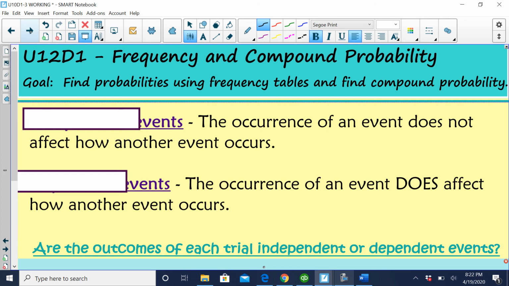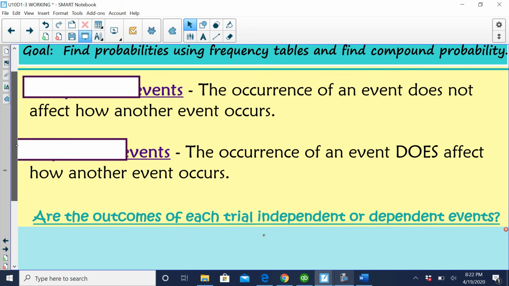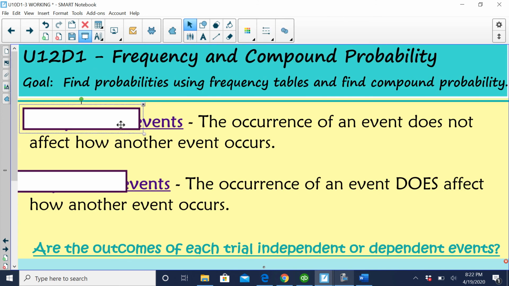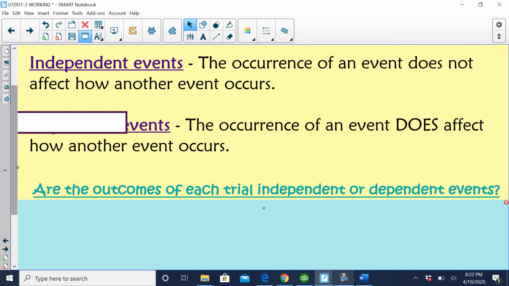Okay. All right, we're going to talk about two different types of events, and the first one is going to be an independent event. It says an independent event, the occurrence of an event does not affect how another one occurs. Okay, so two things can happen and they're not going to influence each other. This could be something like I flip a coin and I spin a number on a spinner. Those are two separate events and one does not affect the outcome of the other.